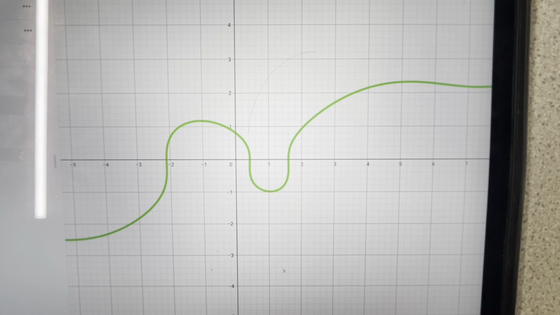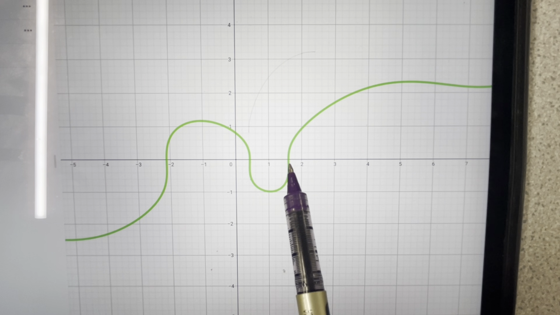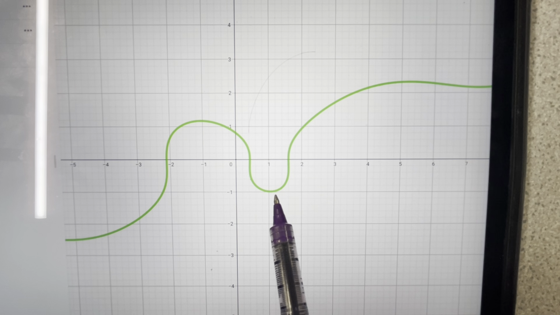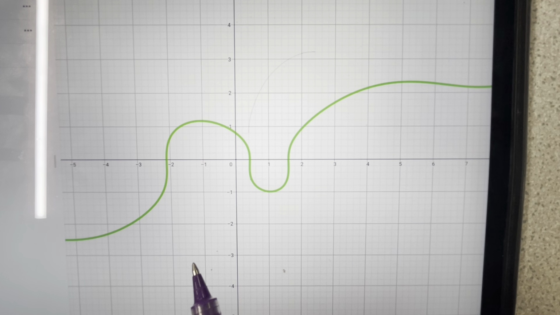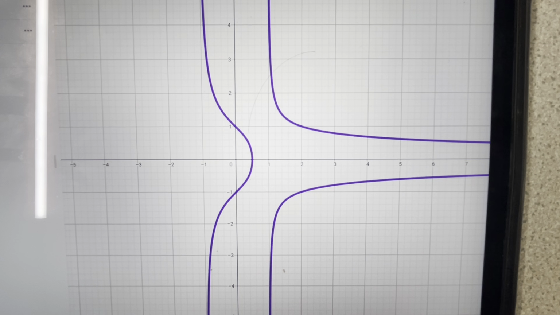Or maybe we have something that looks like that, where the gradient becomes infinite at these points, or 0 at this point. Or maybe we have something that looks like that. We don't know what these graphs necessarily look like, and they're really hard to sketch, but it's rare that you're asked to sketch these on an A-level course. We're just asked to differentiate them.